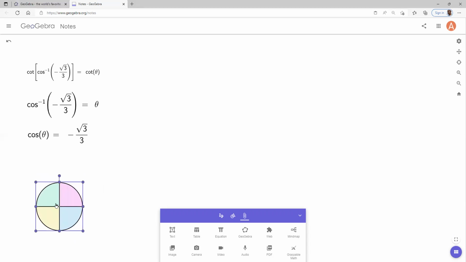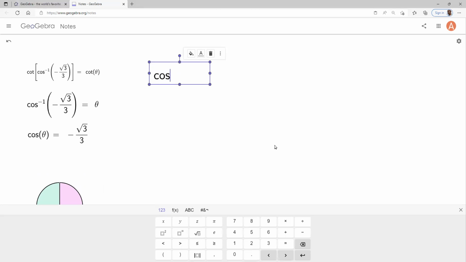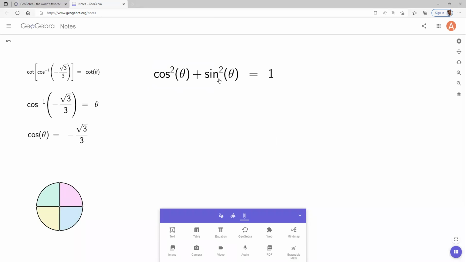Now, the problem is I don't have a direct way of getting cotangent theta. I can use the right trig identity to find sine theta and use sine and cosine to find cotangent theta. That's my best bet. So what's the right trig identity? Remember, cosine squared theta plus sine squared theta is equal to 1. I know cosine theta, so I know cosine squared theta, and I'm going to put it right here.